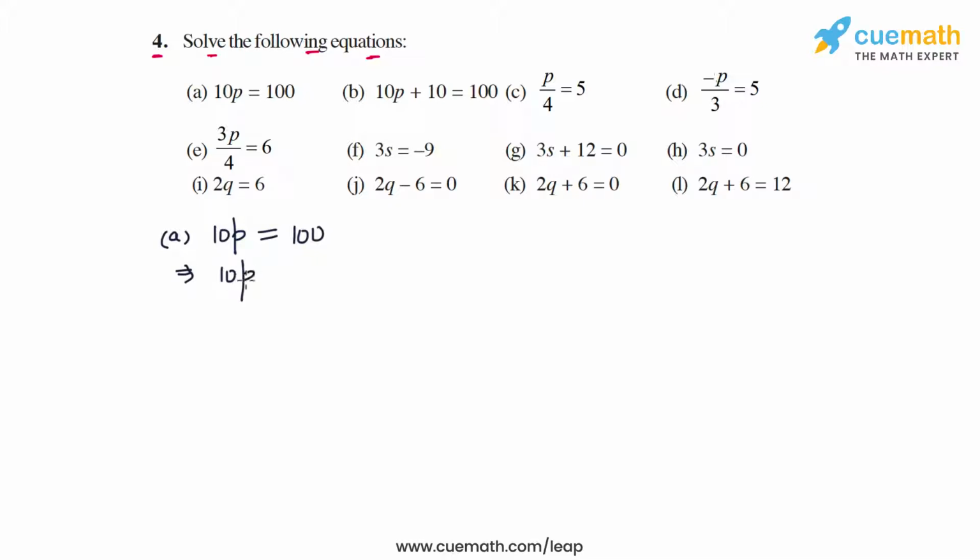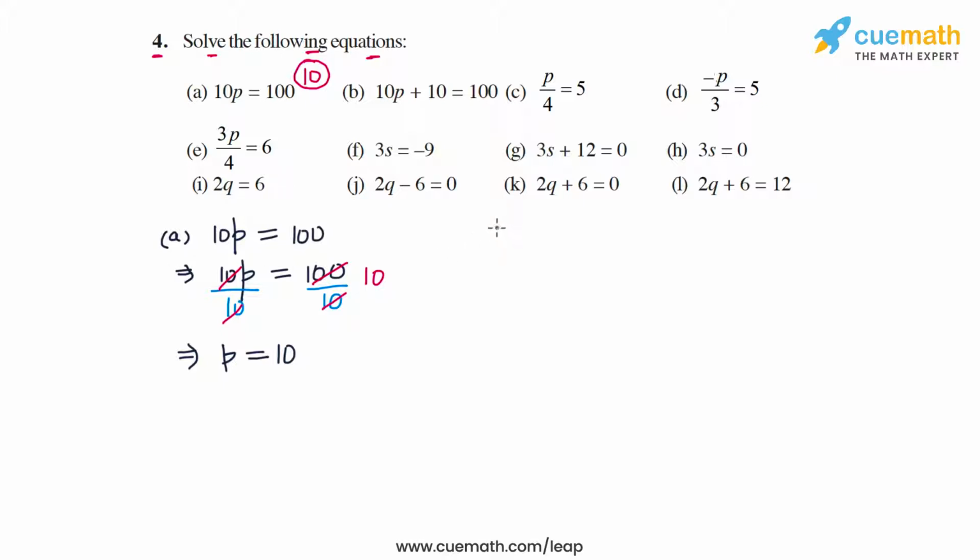So we have 10p is equal to 100, the original LHS and RHS, and we are dividing both sides by 10. Now on the LHS the 10s cancel out and we have 100 by 10 equal to 10, and this gives us p equal to 10. So the solution for equation A is p is equal to 10. I'm going to write it here with the question.